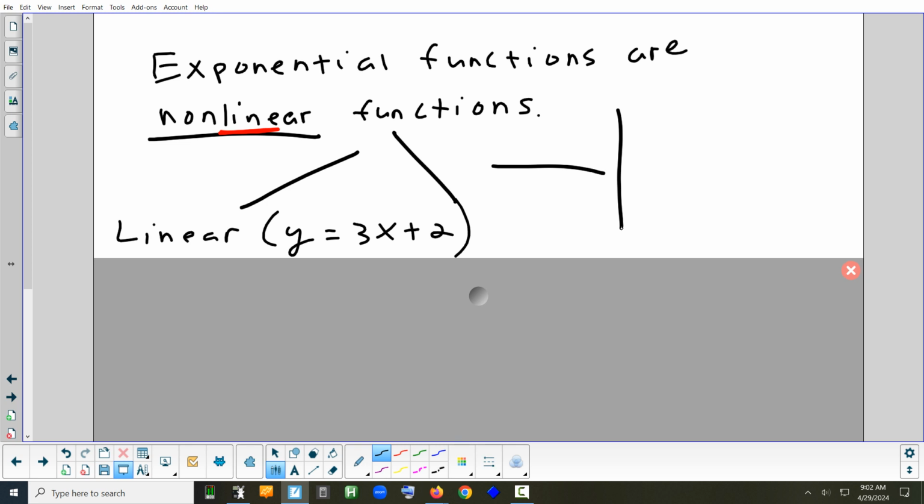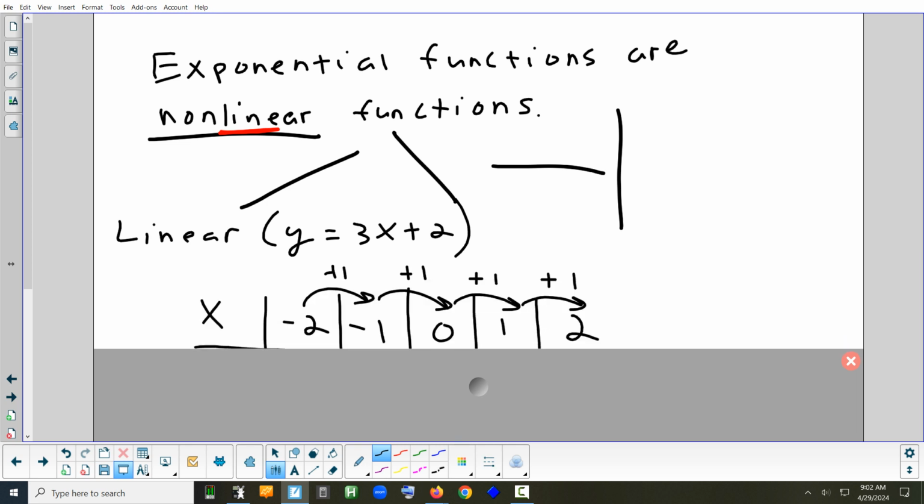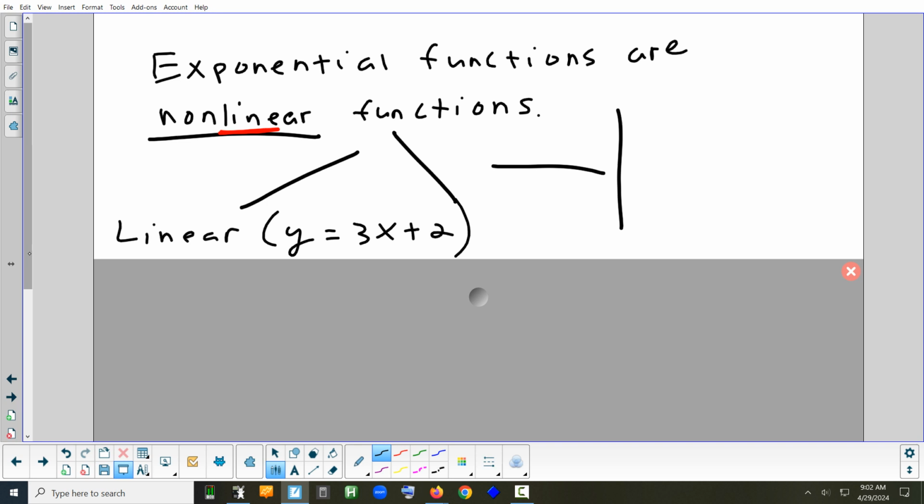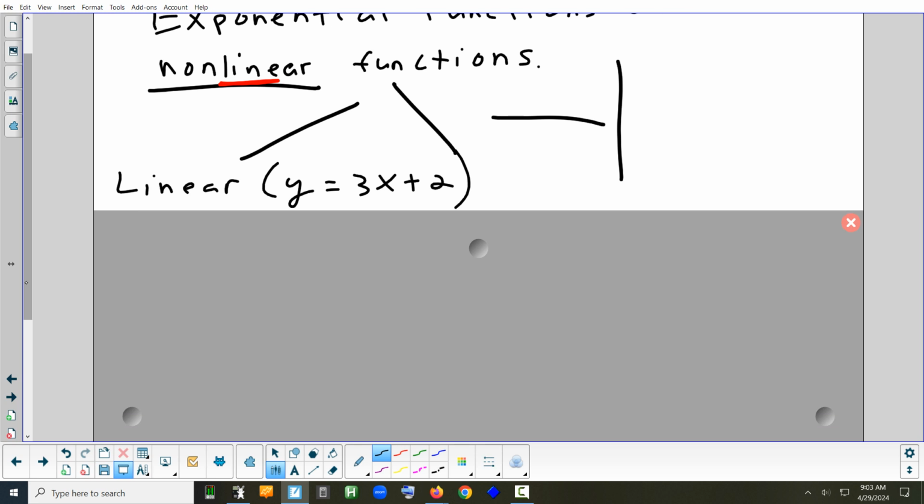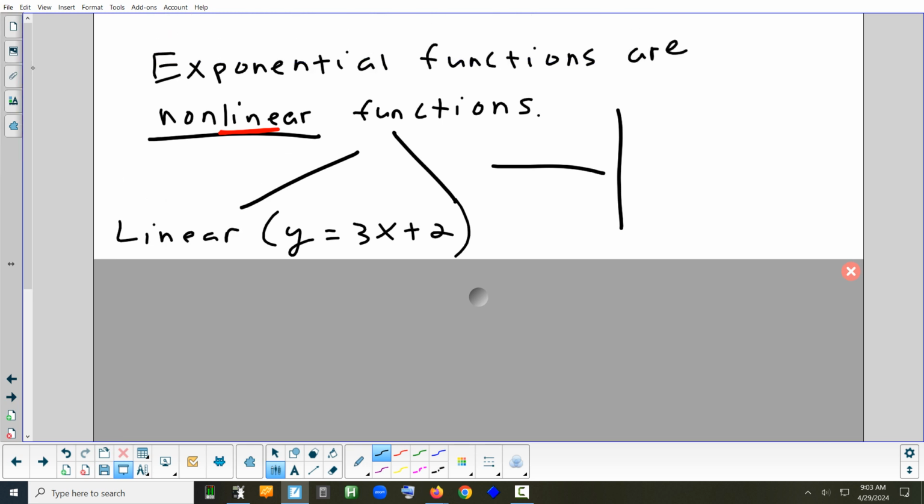What format is this one? Y equals 3x plus 2. Y equals mx plus b. Right, that's y equals mx plus b. So what I want to do is look at something that's linear and see if we can figure out what the pattern is. And then we'll do something that's exponential.